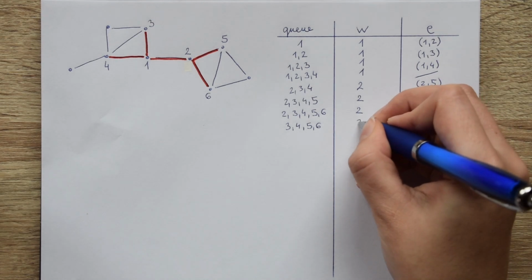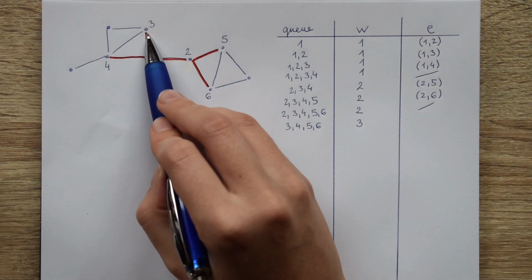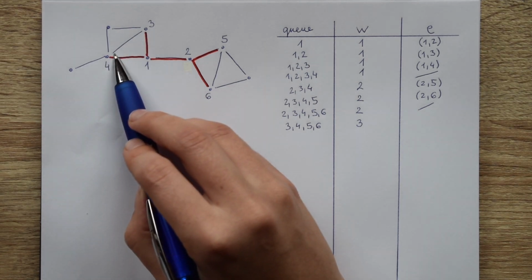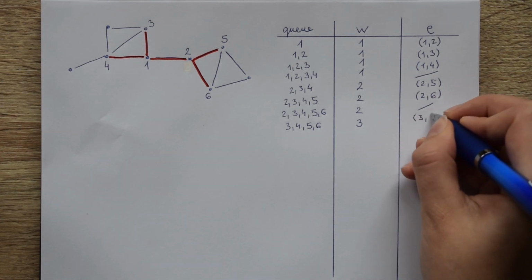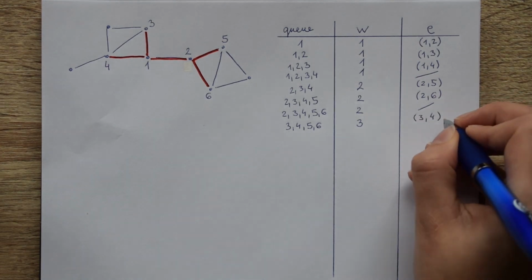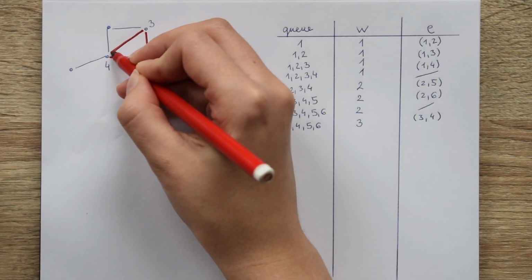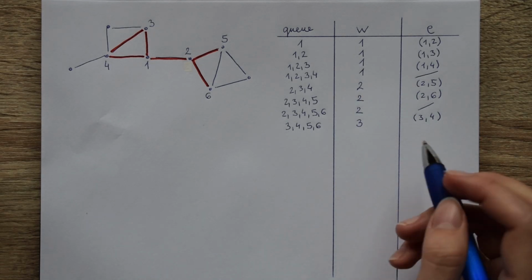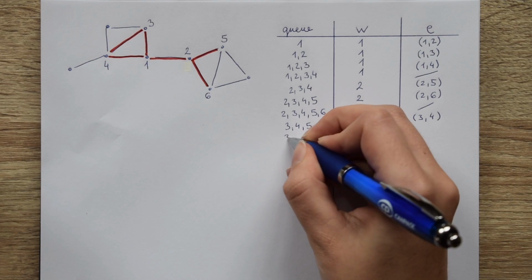Node 3 is first in queue, so I write it also in second column. And now I ask, is there any unmarked edge and node I can get from node 3 in one step? Yes, edge 3, 4 is not marked. So I add this edge to column E, and I also mark this edge in graph. Node 4 is already in queue, so I'm not adding anything to queue.